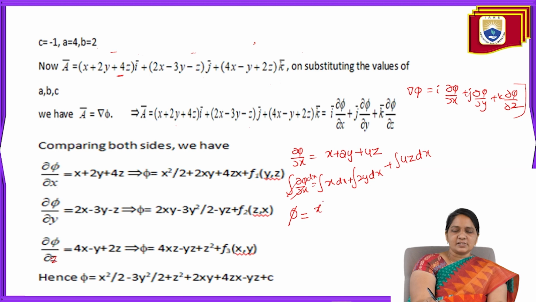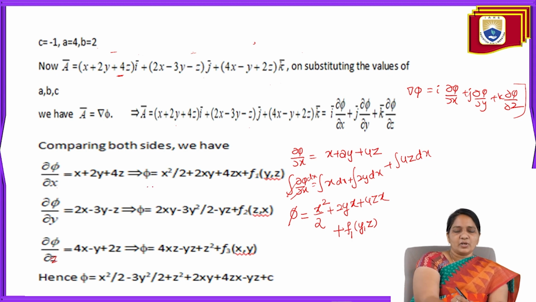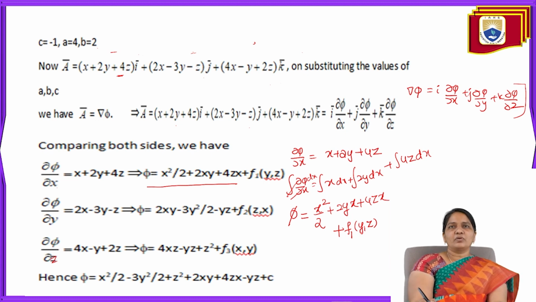So integral x dx is x square by 2, plus 2y is the constant, integral dx is x. Next, 4z is the constant, integral dx is x, plus some constant will be there when you are doing the integration. That I am writing as f1, since I have already done it with respect to x, so remaining y and z I am treating as constants. So pi equals x square by 2 plus 2xy plus 4xz plus f1 of y comma z. This is about the first one.